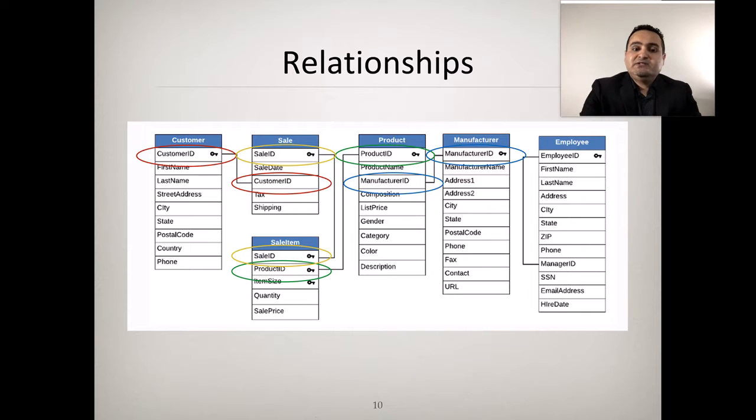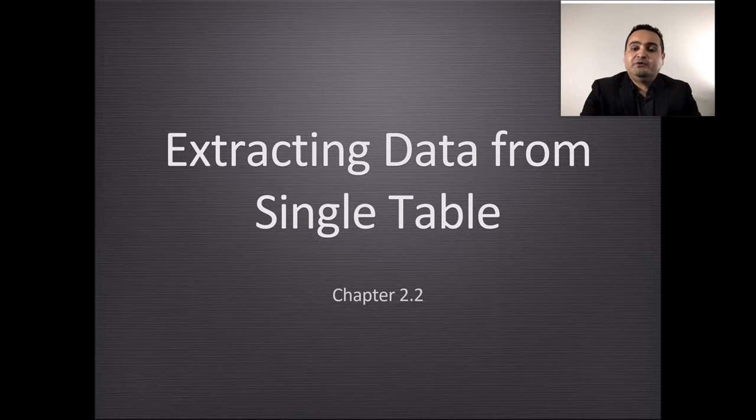And when we use this primary key, which in the example we talked about the customer ID, in a different table, then it becomes a foreign key. This is just a quick recap of what we have talked about. So this is our focus today.